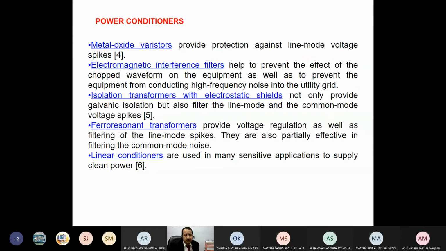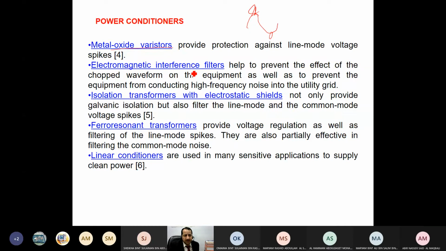Now, power conditioners to control these disturbances, we have different types. I will just mention some of them. For example, the metal oxide varistor. I will show you their photos, how they look. This is used to protect from spikes. Remember spikes? This is the waveform. Here is the spike, and it absorbs this spike.